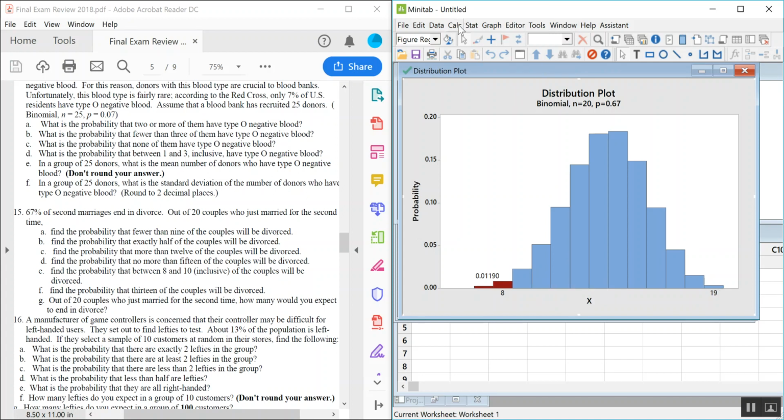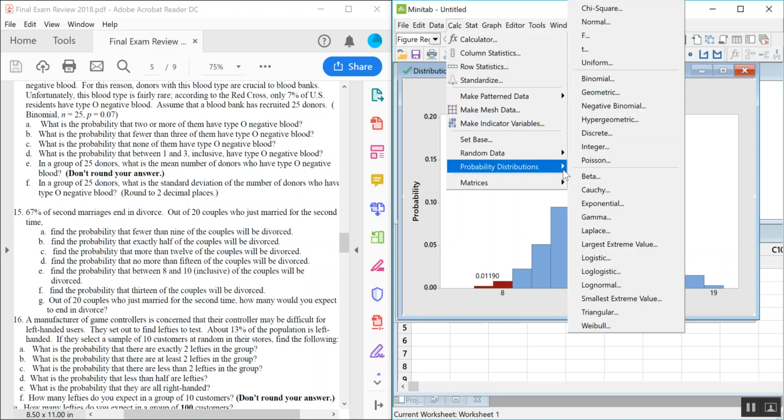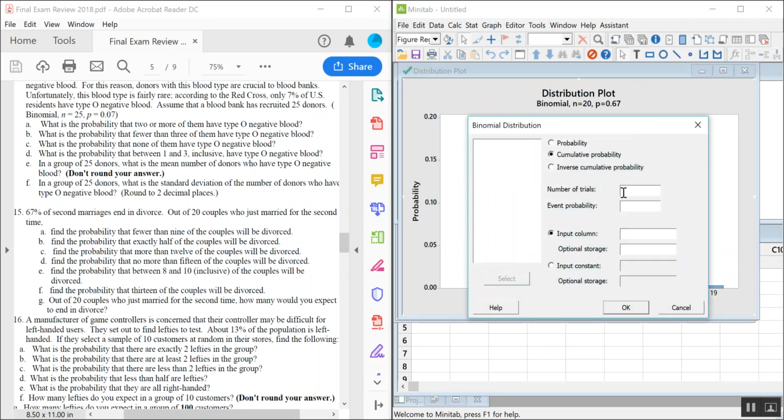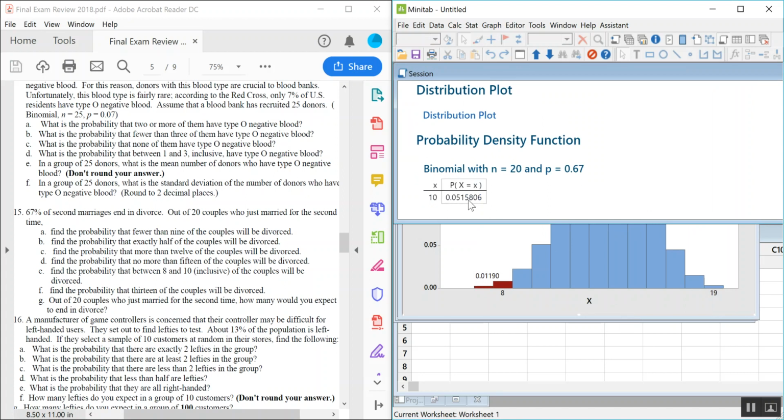If you want to, you can also do this using the Calc menu. So we can go to Calc, Probability Distributions, into the Binomial. And then you have to change this from cumulative probability to just probability, because you're just doing one value, exactly half, or 10. Put in my number of trials, which is 20. My probability of success, which is 0.67. And then we're going to input a single constant of 10. It's just another option on how to do this. And then go ahead and hit OK. And there is the exact same value for you.